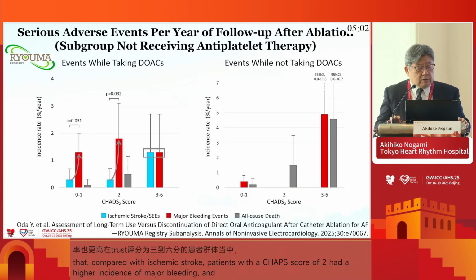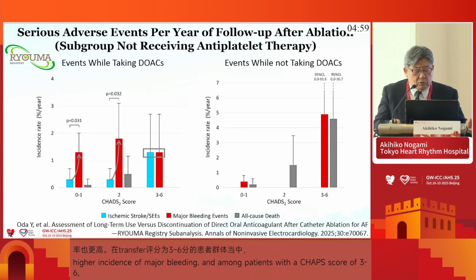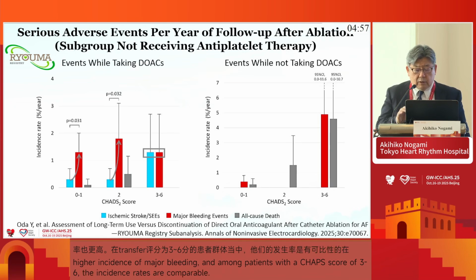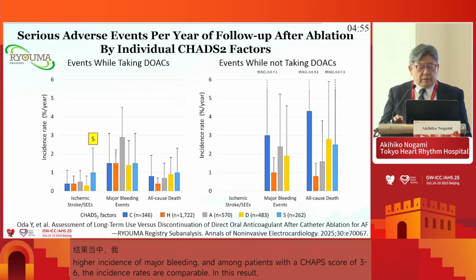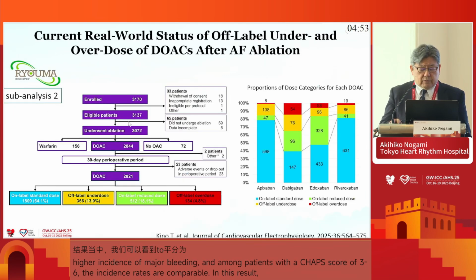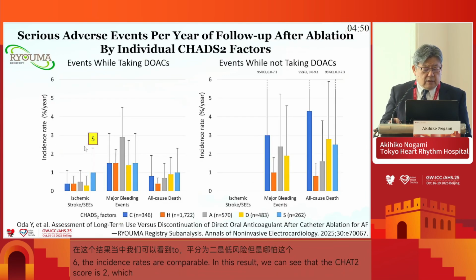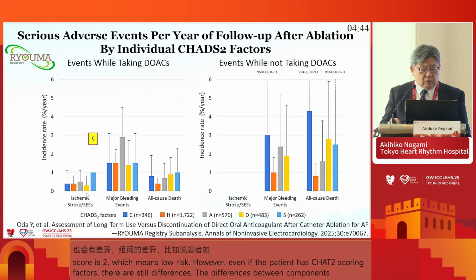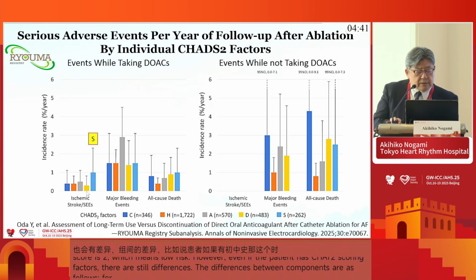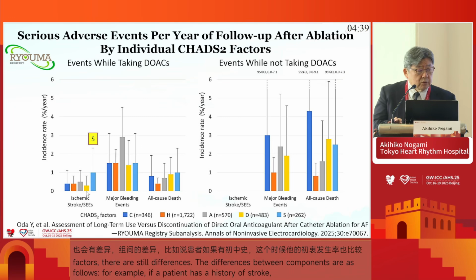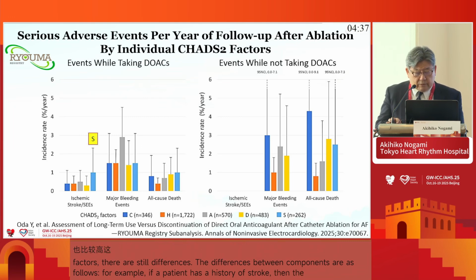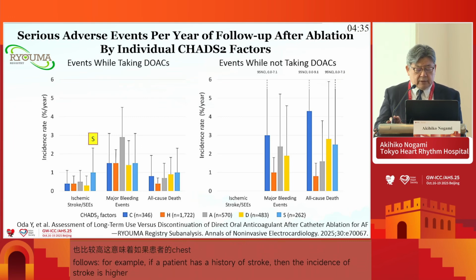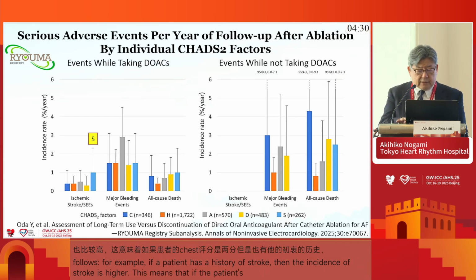From this result, CHADS2 score 2 should be considered as low risk. However, if the patient had a CHADS2 factor, there is a difference. If the patient has the S factor, stroke history, there was the highest incidence rate of stroke. That means that if the patient had a CHADS2 score 2 with a stroke factor, that should be considered separately from another patient with a CHADS2 score 2 by other factors.